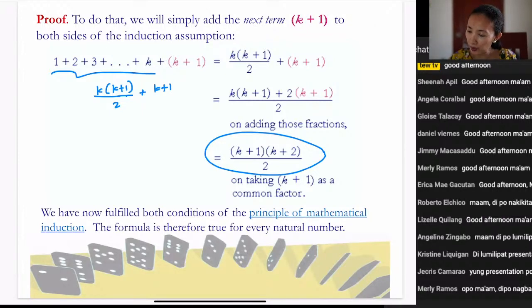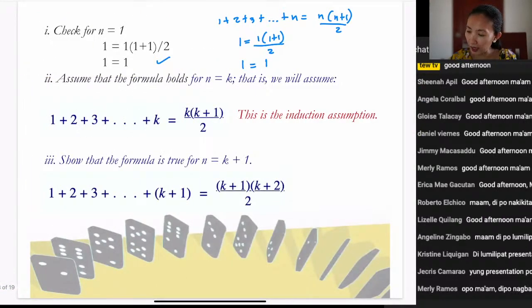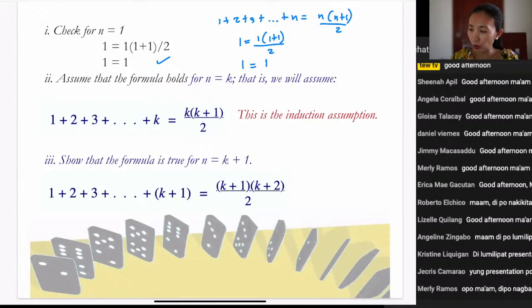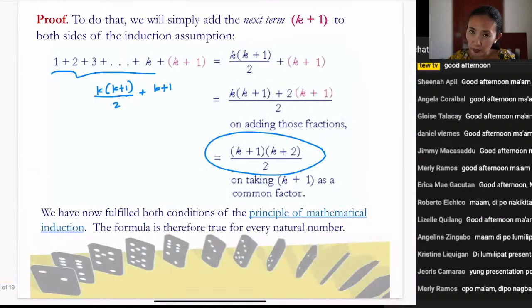Going back, let's go back. Ito yung ating show that. Yan. Show that, palabasin natin yan. That the sum of the first k plus 1 natural numbers is given by k plus 1 times the quantity k plus 2 all over 2. Where shall we start? There are two ways, by the way, of proving. To prove, you could work on both sides, manipulate the left and the right side until the two are equivalent or equal in form.